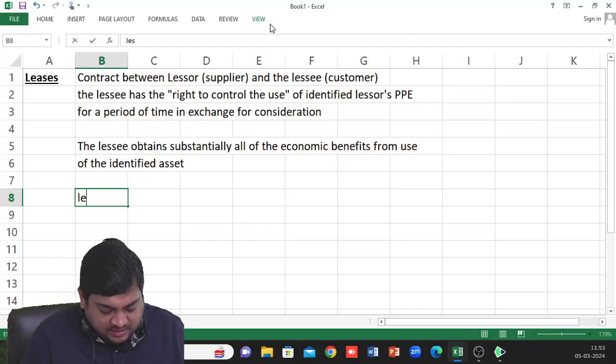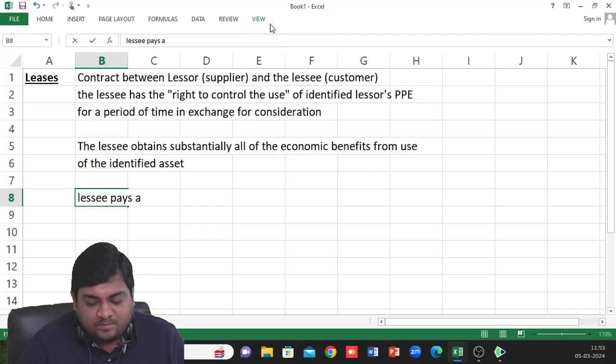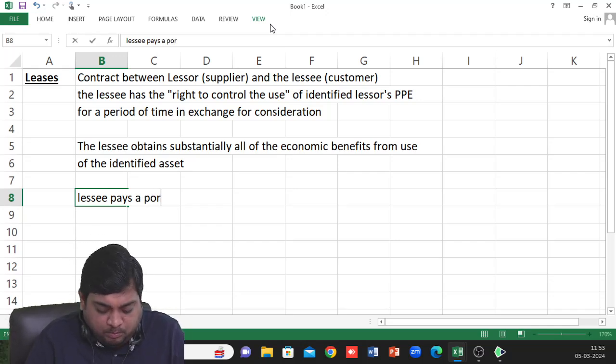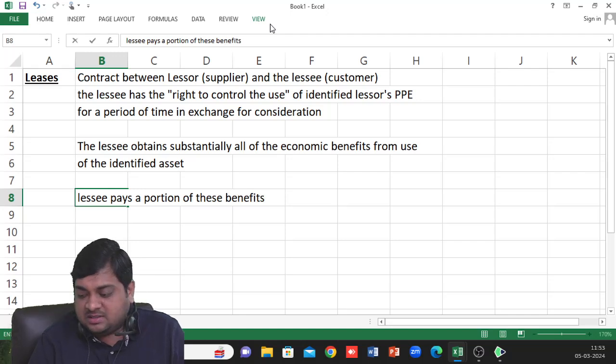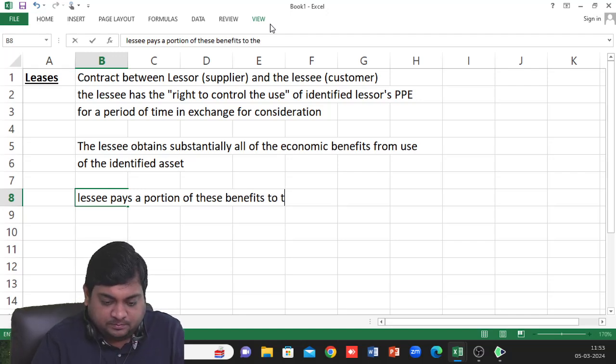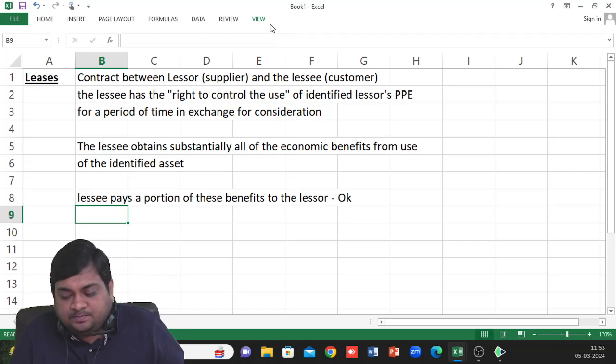Lessee pays a portion of these benefits to the lessor. It is okay. No problem.